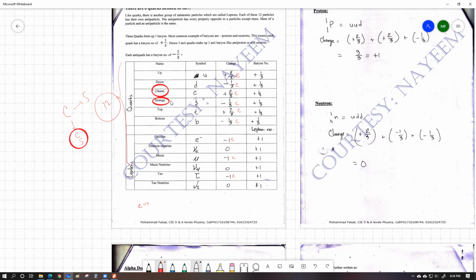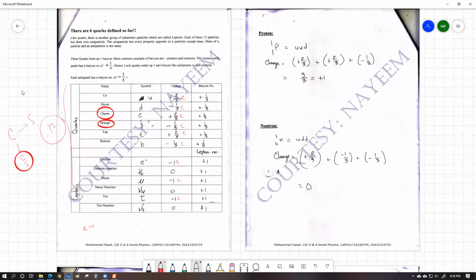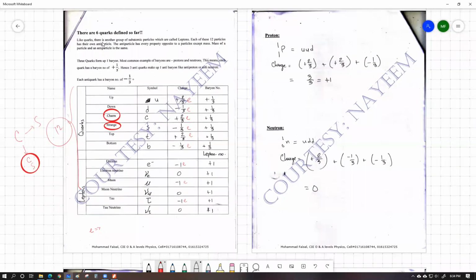Now antiparticle is actually a pretty interesting concept. The definition is given somewhere here, we should be able to find it. Okay, it says here, each of these 12 particles has its own antiparticle. The antiparticle has every property opposite to a particle except mass, which means the particle and its own antiparticle are equal in their mass, which means there is no negative version or reverse version of mass. If an object has mass, it has a positive value of mass. If an object doesn't have mass, it's not an object anymore. So mass doesn't have an opposite property.